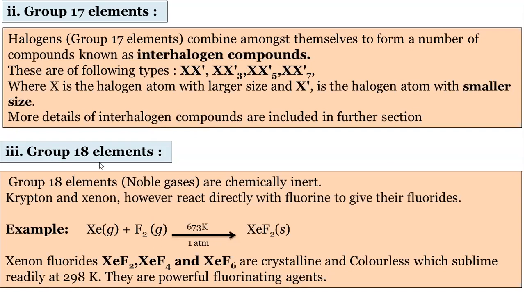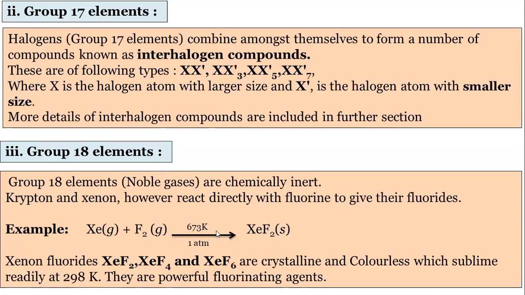Now I am coming to the group 18 elements, the reaction of group 18 elements, that is, noble gases. Already they are chemically inert because they do not have a tendency to lose or gain electrons, because their outermost shell is completed. But there are two noble gases, krypton and xenon, which can react with fluorine to form fluorides. One reaction is given here. Xenon in the gaseous state reacts with fluorine and it forms a compound, XeF2.